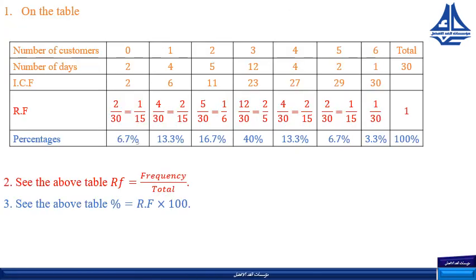If we look at the graph, guys, for the number of customers 0, the frequency is 2 days. For the number of customers 1, the number of days is 4. For the number of customers 2, the number of days is 5. For the number of customers 3, the number of days is 12. For the number of customers 4, the number of days is 4. And 5, 2; 6, 1 finally. These are the values of frequencies.